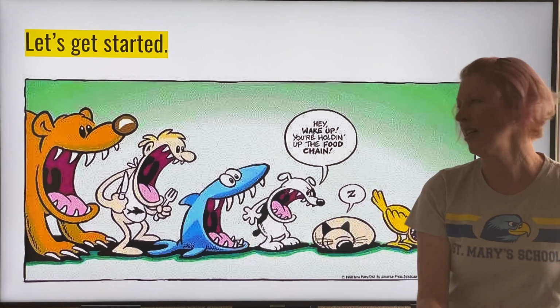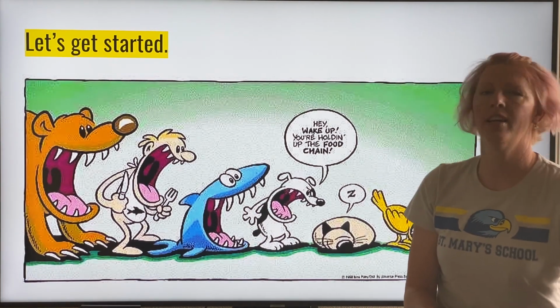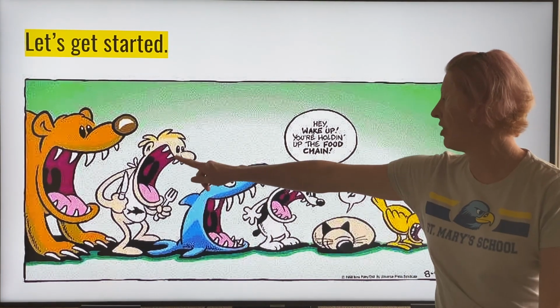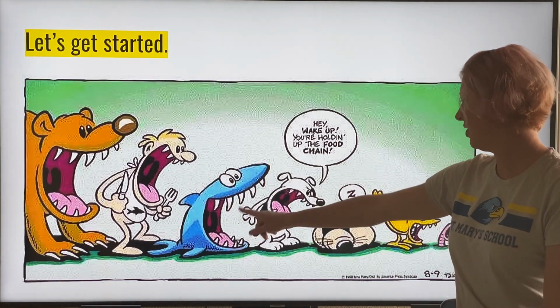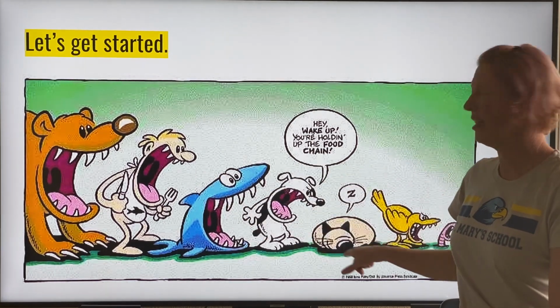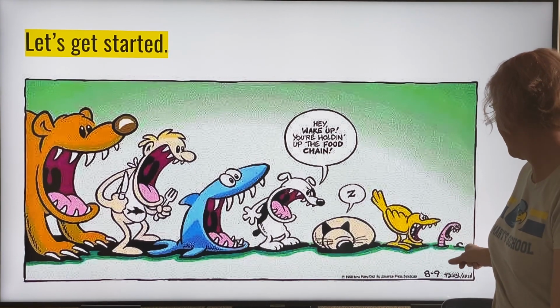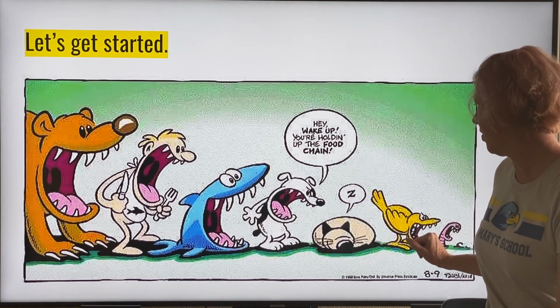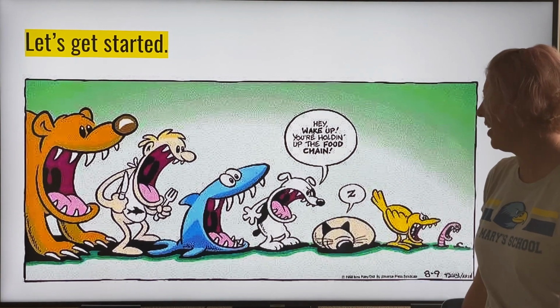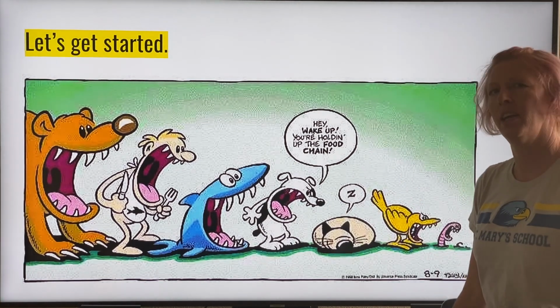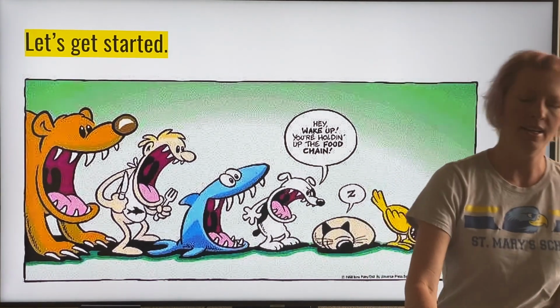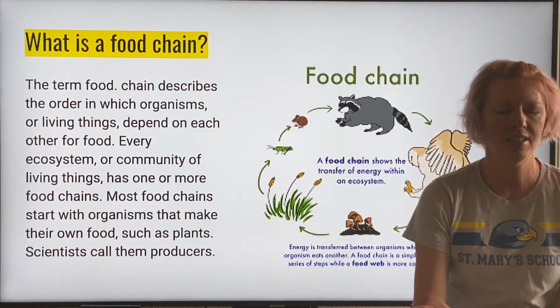So let's get started. Here's a funny food chain comic. The bear's eating the human, who's eating the fish, which is eating the dog, who is wanting to eat the cat, but the cat's asleep, and the bird is eating the worm, and the worm is eating the little piece of grass. So the dog says, hey, wake up, you're holding up the food chain. Ha ha ha. All right, so what's a food chain?